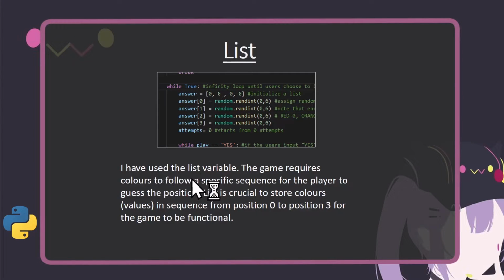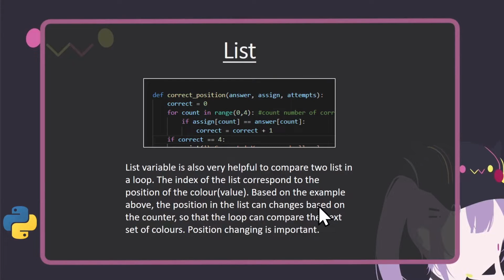Next, I also use the list variable. The game requires the colors to follow a specific sequence, so it is crucial to store the colors in sequence from 0 to 3 for the game to be functional. It is also very helpful for comparing 2 lists in the loop. The index of the list corresponds to the position of the color, so the position in the list can change based on the counter.